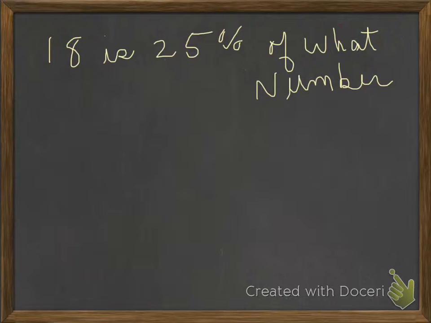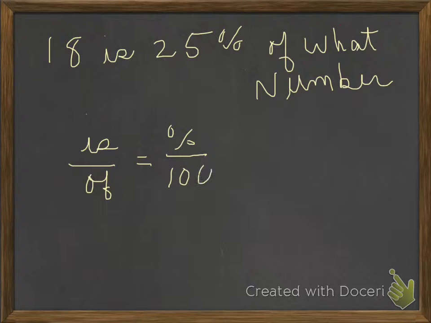So we set up our proportion as is over of, and that equals percent over 100. Is over of is equal to percent over 100. So what do we have given here? So we know that the percent is given, 25%.